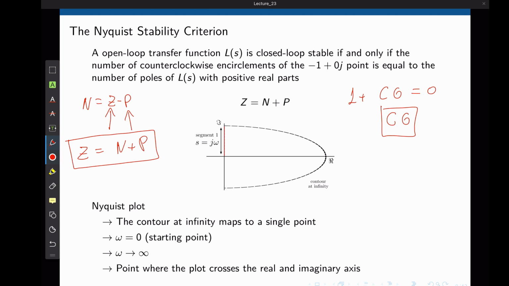Why counterclockwise? Because counterclockwise encirclements are negative. For each unstable open loop pole, one encirclement in the counterclockwise direction must be observed to ensure stability of the closed loop system.